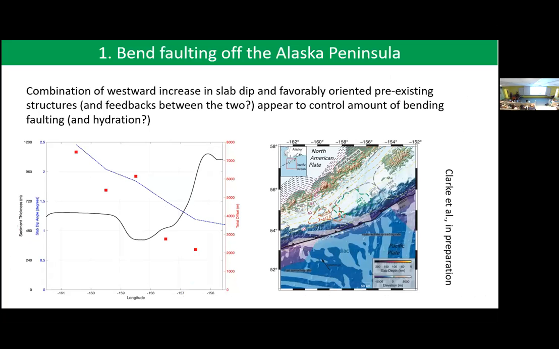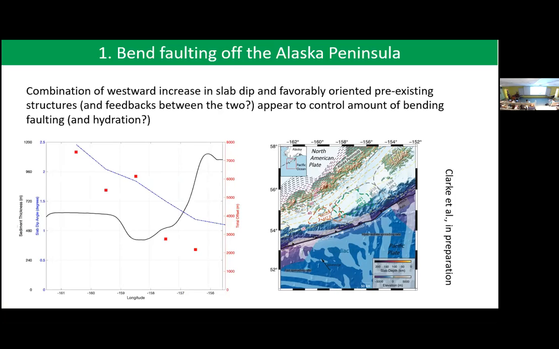However, if we look at just the amount of faulting along strike, again using Jake's characterization of the bathymetry data, the red squares show a sum of all the total amount of normal faulting as a function of longitude. And you can see there's a gradual eastward decrease, or westward increase, if you like, in the total amount of faulting. You wouldn't get that if it was all pre-existing structures.